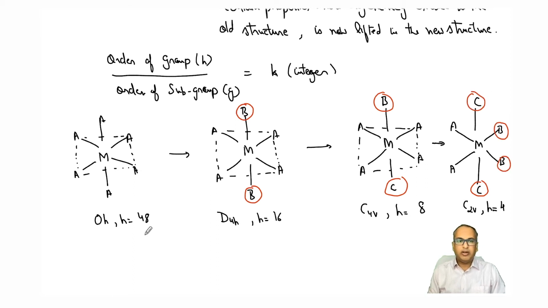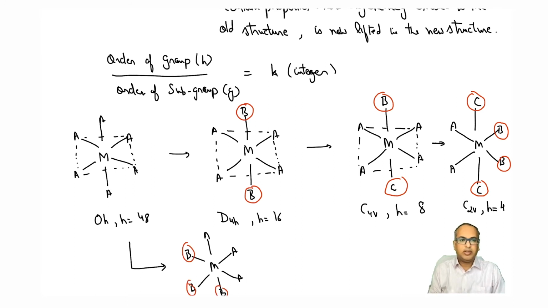Okay, there is another way of going from here. If we change 3 of the atoms, then what happens? Let's say I have A, this will be B, B, B, and A. So I'm making substitutions at this point, this point, this point, right? Now this is a case of an ammonia kind of molecule. So you have C3V and the order is 6.